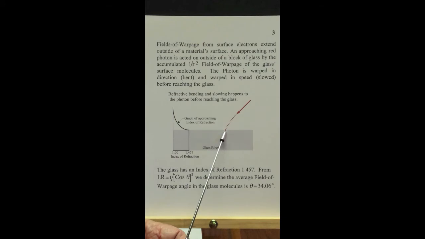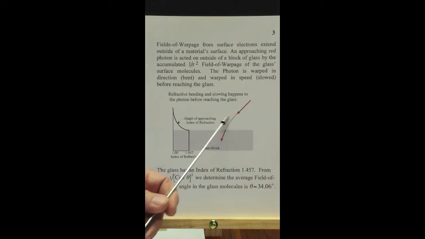Once the photon gets inside of the glass, it continues to be warped because it's in a more or less uniform field of warpage. And then, of course, when it exits the glass, it dewarps. In this case, the glass has an index of refraction of 1.457 and a calculated average field of warpage with an angle of 34.06 degrees. The important thing to remember is that the warpage takes place actually outside of the glass before it enters the glass.